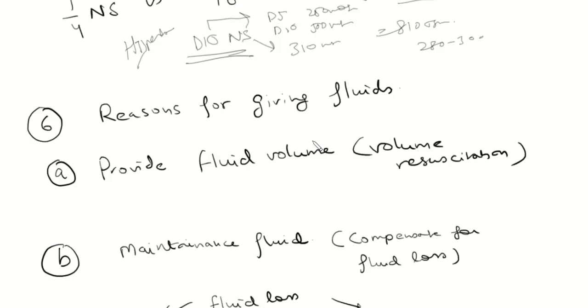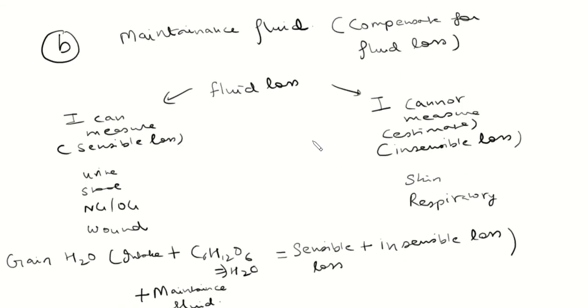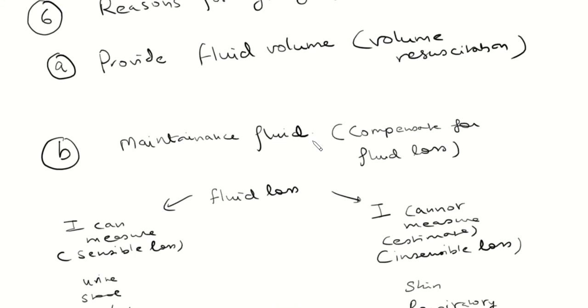That's the next thing to look at. Now that I know fluids and what they can do, I need to know why I'm giving them fluids. There are essentially 5 reasons. There are 4 big reasons, and there's a 5th reason, which I'm going to add, which I call a special case. First, provide fluid volume. This is called volume resuscitation. Second, maintenance fluid. In other words, compensate for fluid loss.